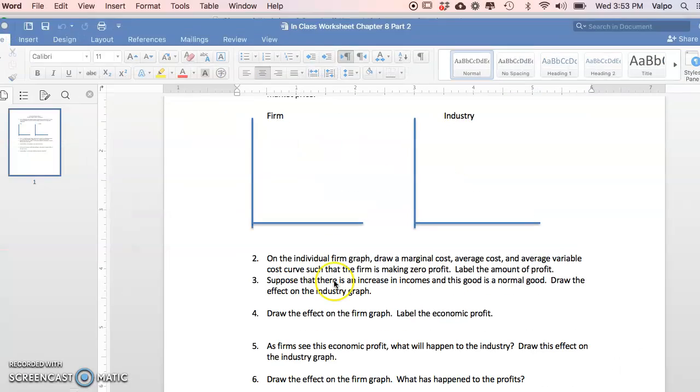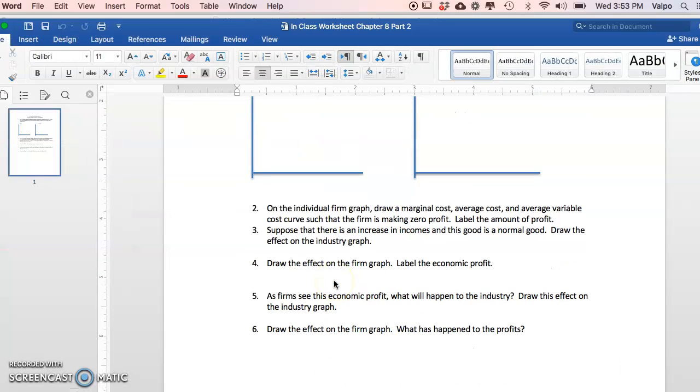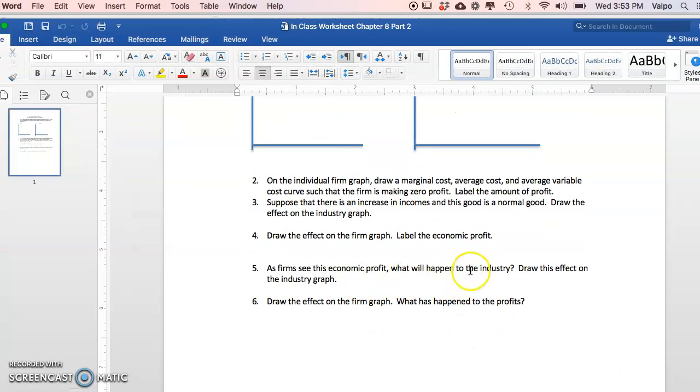Okay, so now it's all coming together, isn't it? So I said label the economic profit, and then students always say, but I can't, there's none. And then I say, yeah, that's the point. We can see that there's none. All right.